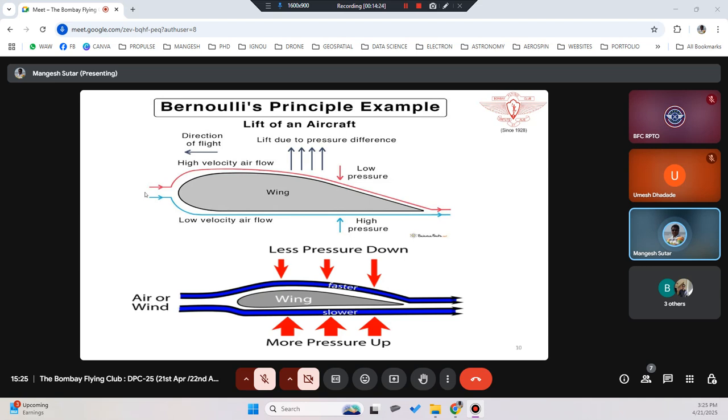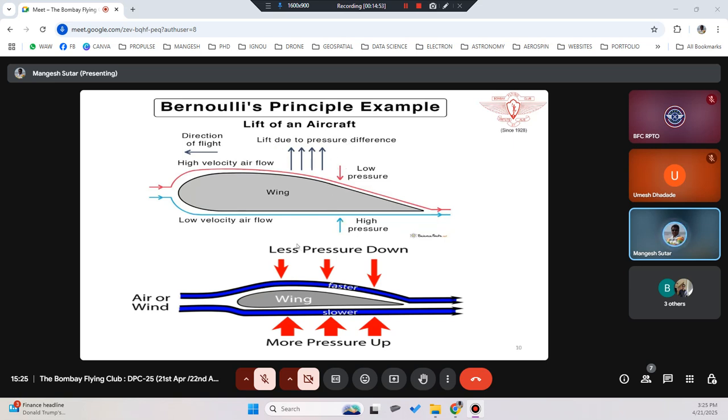So here again you can see the air flow, high velocity, so it gets separated at this leading edge. Okay, it flows up. The red one is the high velocity of air, so low pressure is created over here, whereas the blue line, which is a low velocity airflow, will create high pressure below the wing. Okay, and this difference in the pressure will create lift in the aircraft. So lift is due to the pressure difference.